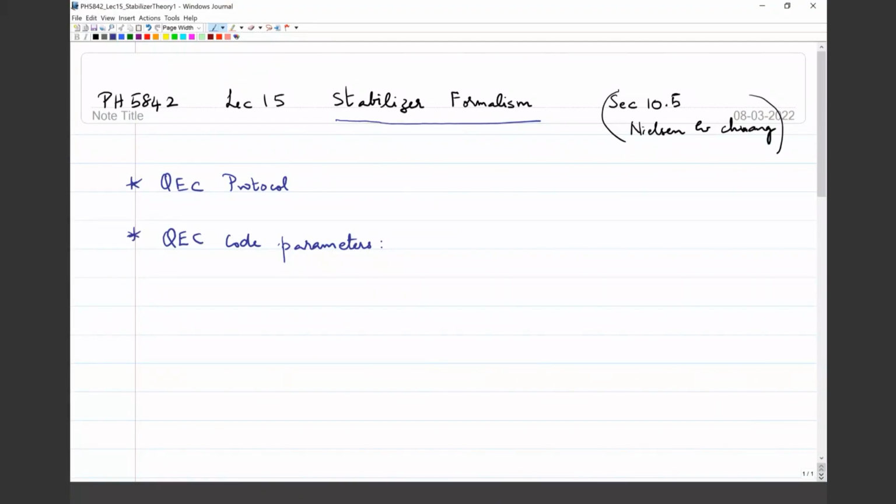Once we understand or learn a bit at least about the stabilizer formalism, in my opinion, you are well equipped to actually go and start reading papers, even papers that appear now on the subject. Okay. So this is a kind of culmination of whatever we've been discussing so far. It puts things in a bit more abstract framework, but at the same time, as you will realize, this is also a more convenient way to talk about quantum error correcting codes.